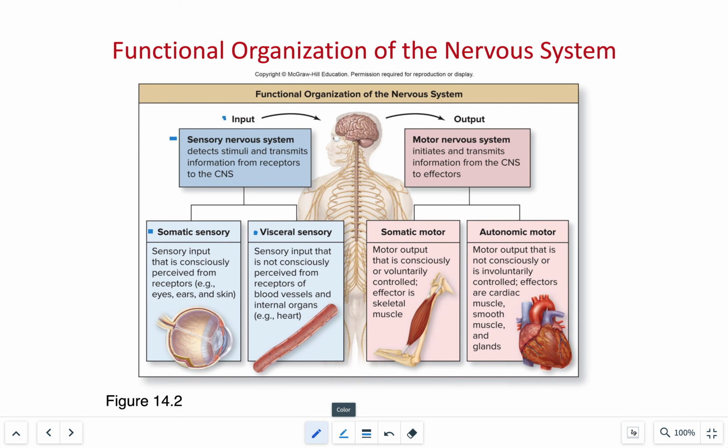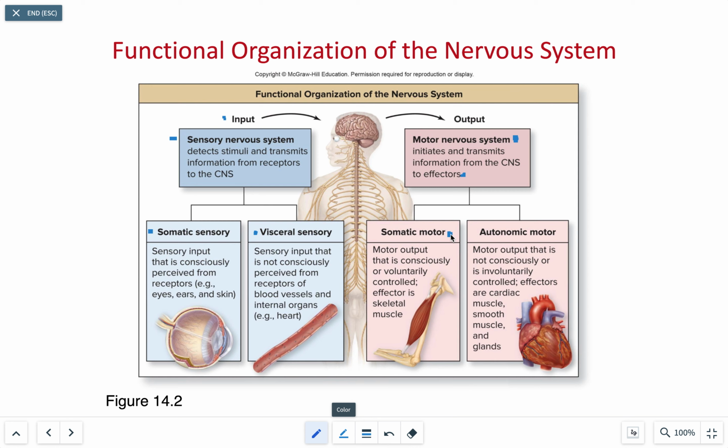The second area that we'll look at is going to be the output, or what is known as the motor nervous system. The motor nervous system, its main job is to transmit motor impulses from the central nervous system to muscles or glands. Their job is to eventually deliver some type of motor command to an effector. And that effector can come in two areas.